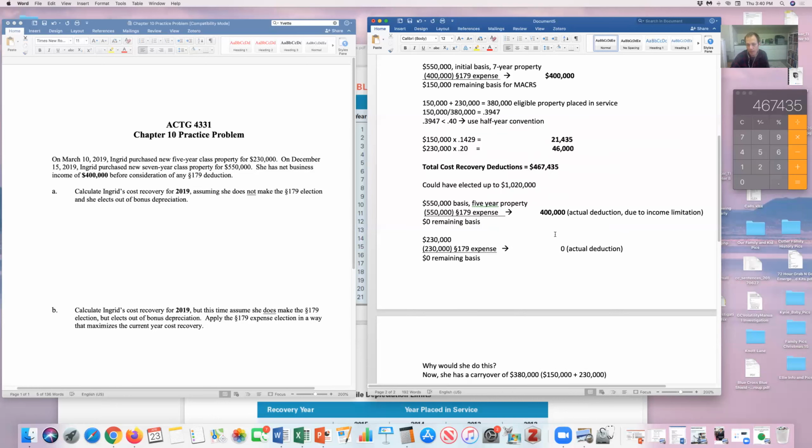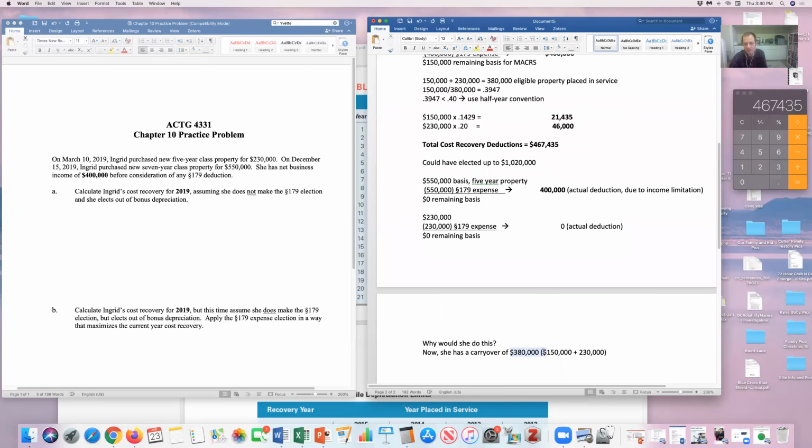Right, so even though that made her deduction smaller in year one, if she has enough income next year in 2020, she can deduct this $380,000 in 2020. So this option might maximize her deduction for the 2 years, which over the long term could be better. So that's why they might do something like that.